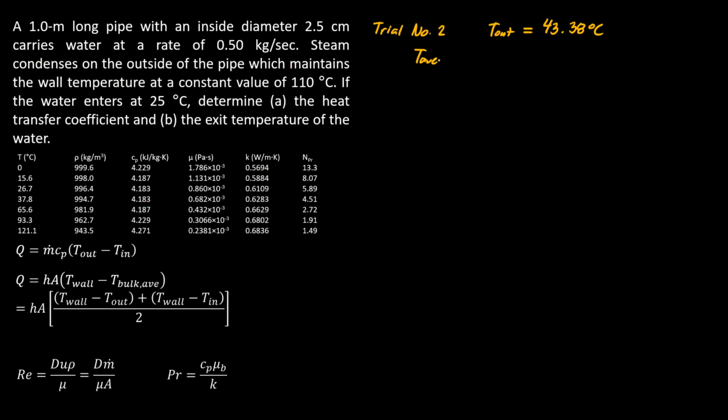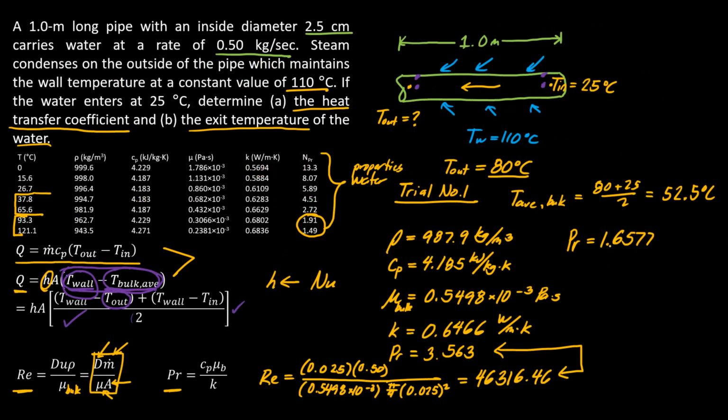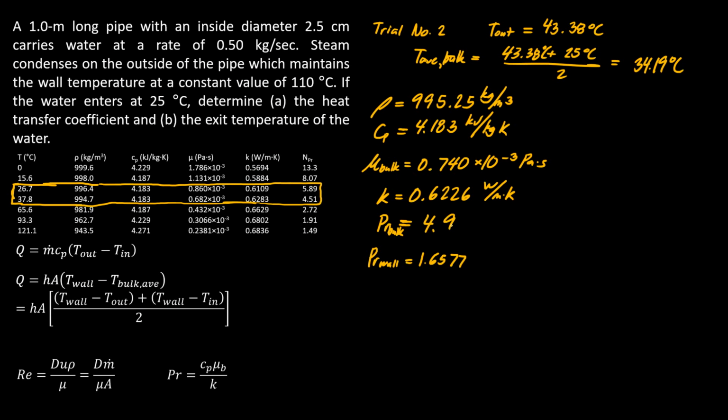So now our average bulk temperature is 34.19 degrees Celsius. Okay, so 34 is in between these values. So you do the interpolation at this section. Okay, and we're going to write it down here. The Prandtl at the wall temperature, we're still going to be using 1.6577. Alright, now we are set for another round.